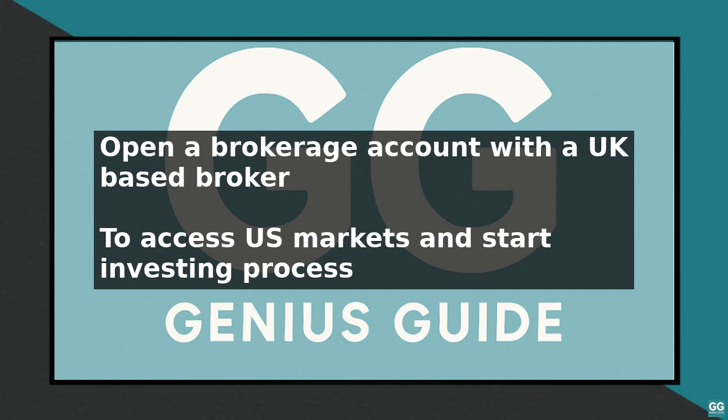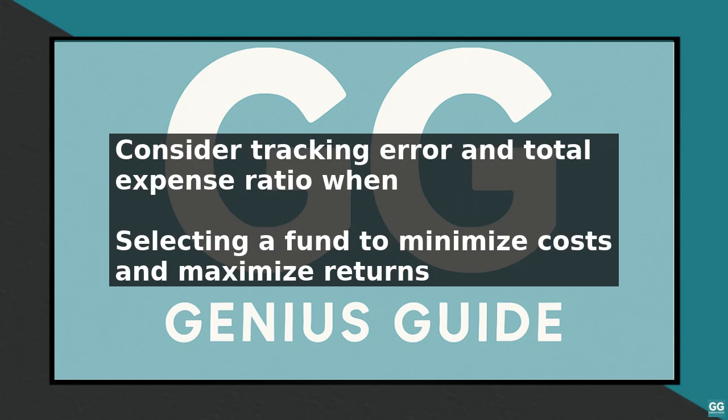When selecting a fund, consider the tracking error, which measures how closely the fund follows the underlying index. A lower tracking error indicates better performance. You should also consider the total expense ratio, which is the annual fee charged by the fund manager.